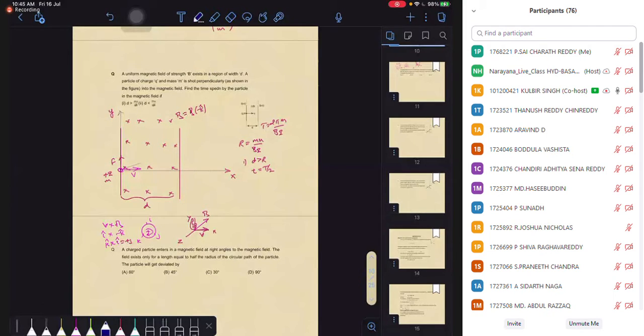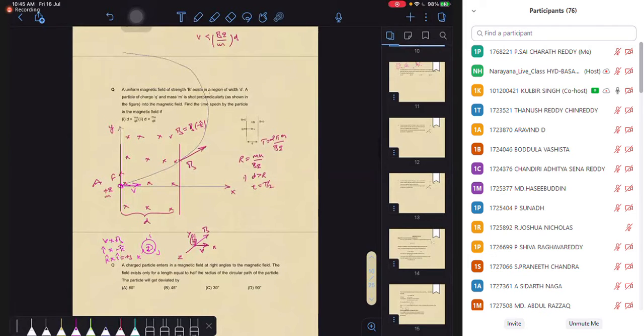Magnetic forces are only effective as long as you are inside. So if you take this point as A and here is my B, up to B you are part of the circle. After B, you're not part of the circle, so you go in a straight line. From A to B, it's a part of a circle, and a circle has a center and radius. AB is going to make an arc of a circle.